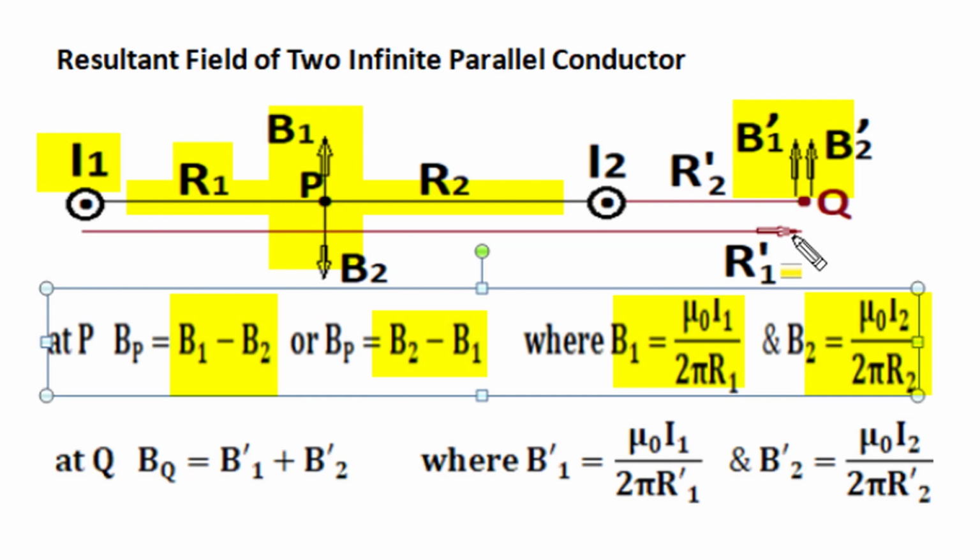Now for point Q, the two magnetic fields are in the same direction, so the resultant magnetic field is the summation of the two, where B1 dash is the magnetic field of I1 current at this R1 dash distance, mu 0 I1 upon 2 pi R1 dash, and similarly this is the distance of Q point from I2 current, R2 dash, and its magnetic field is mu 0 I2 upon 2 pi R2 dash, and the summation of the two is our resultant magnetic field at Q.